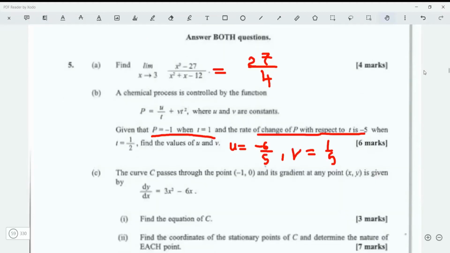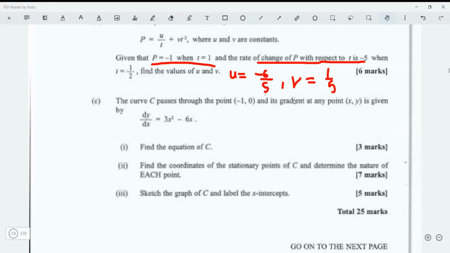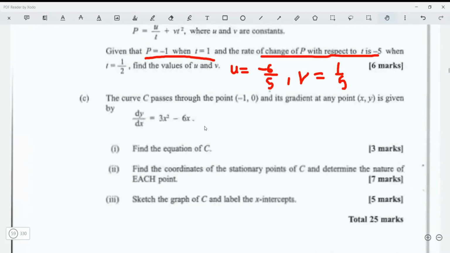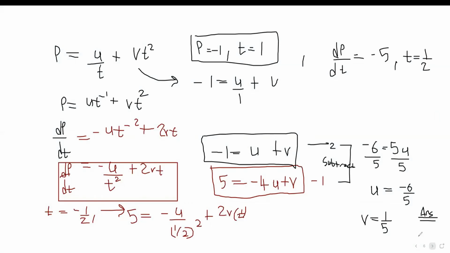Part C says the curve C passes through minus 1, 0, and its gradient is given by 3x squared minus 6x. Find the equation of the curve C. So for the curve C, let's write that down. They tell us that dy by dx is equal to 3x squared minus 6x.